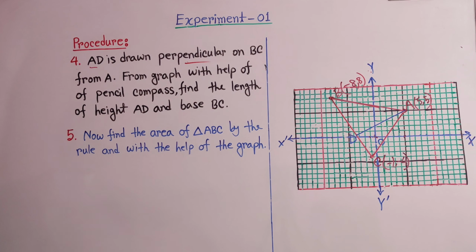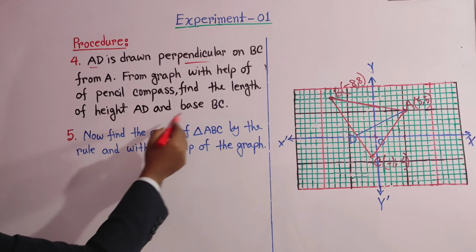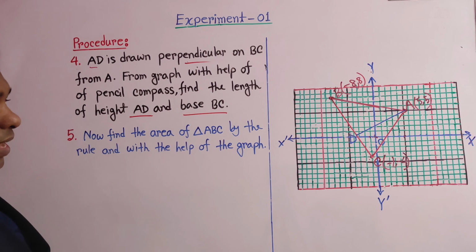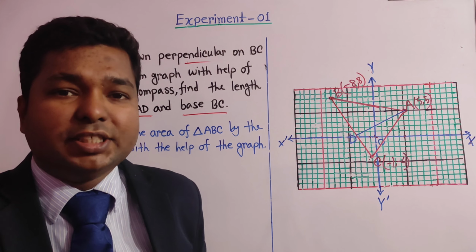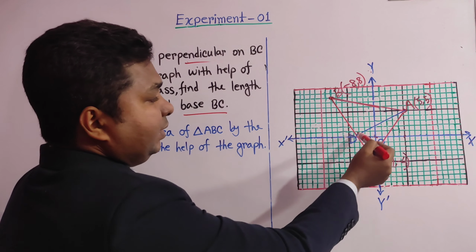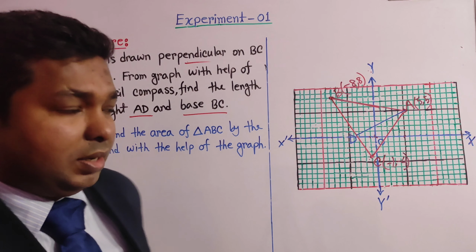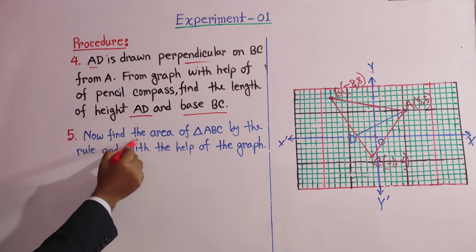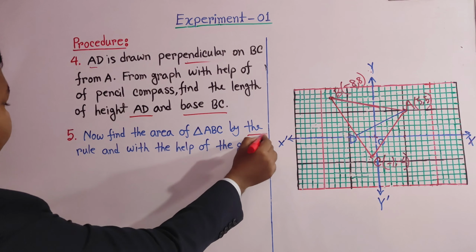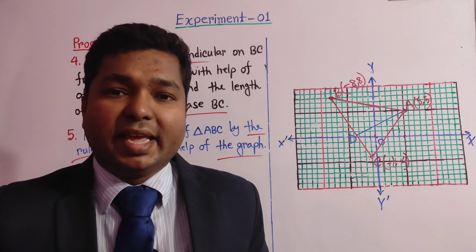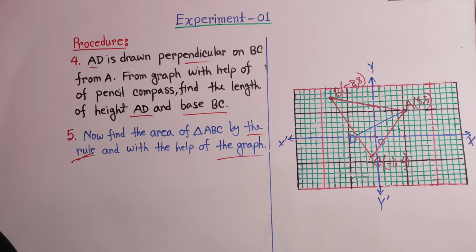From the graph, with the help of the pencil compass, find the length of height AD and base BC. So by using the pencil compass, we find the length of AD and the base BC of the triangle ABC. Now find the area of the triangle by the rule and with the help of the graph. So now we find the area of the triangle ABC according to the theory and the graph paper.